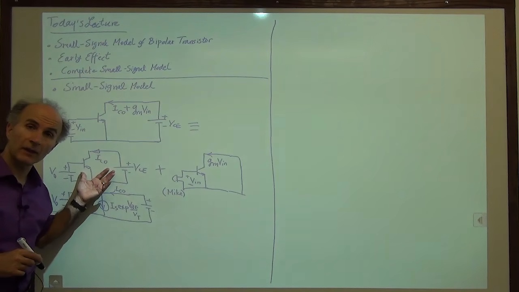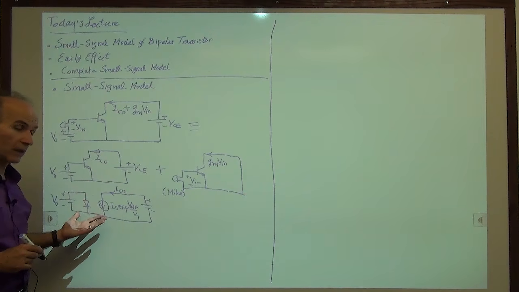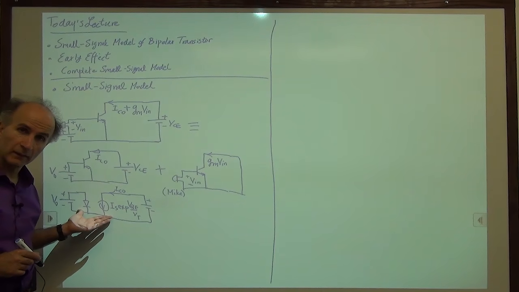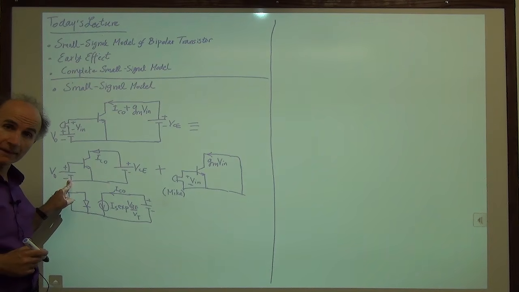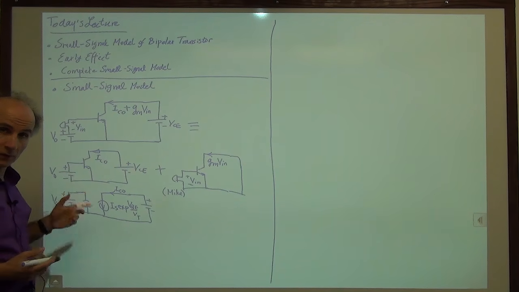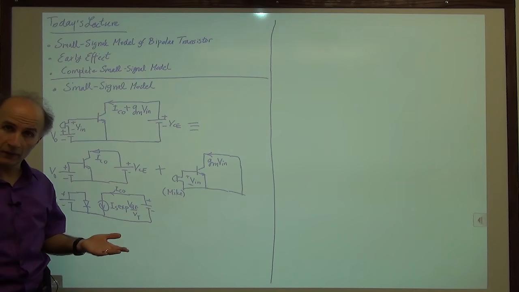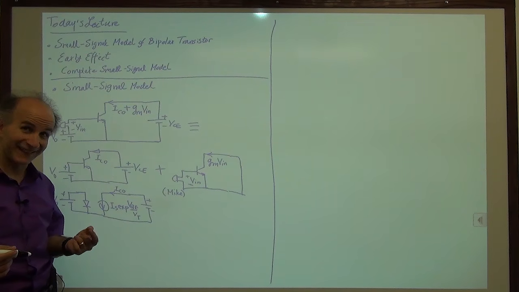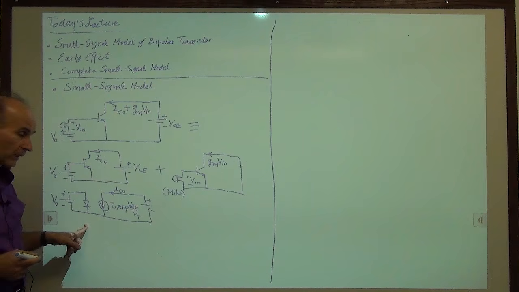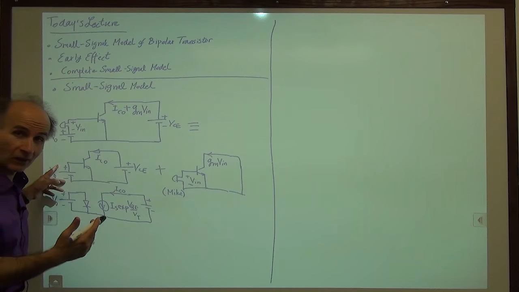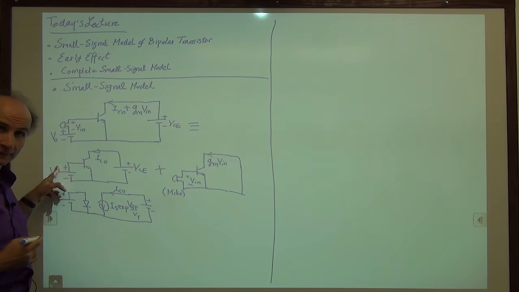So for bias calculations, I used the large signal model. Why? Well, because this base emitter voltage is not small by any means, right? This base emitter voltage is 750, 800 millivolts, so that's not much less than VT. So I have to use the large signal model, even though this is not really a signal, it's just a DC value.